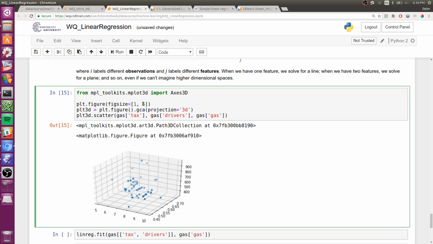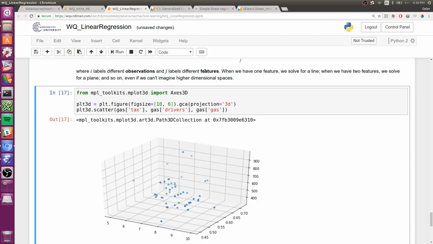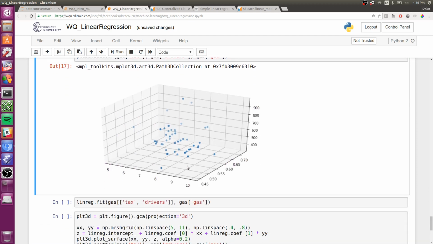Let's see here, come on. I really can't change the figure size here? Oh. I want to do it here. There we go.